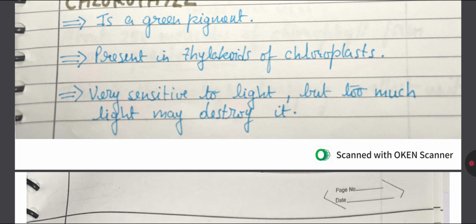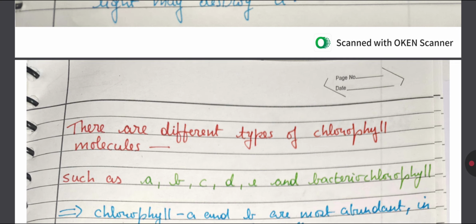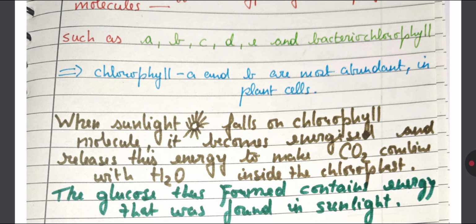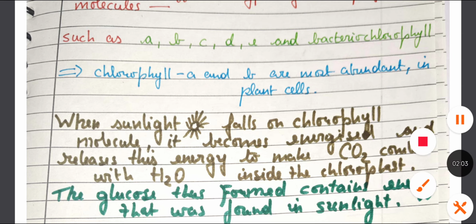Very sensitive to light, but too much light may destroy it. There are different types of chlorophyll molecules such as A, B, C, D, E and bacteriochlorophyll. Chlorophyll A and B are the most abundant in plant cells. When sunlight falls on chlorophyll molecule, it becomes energized.